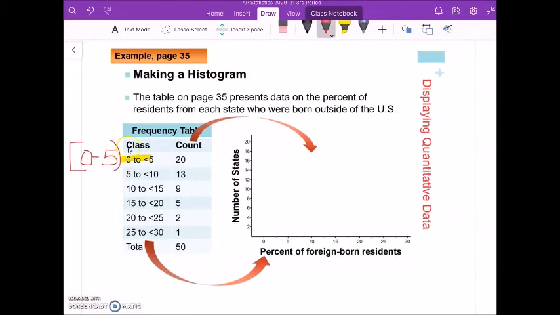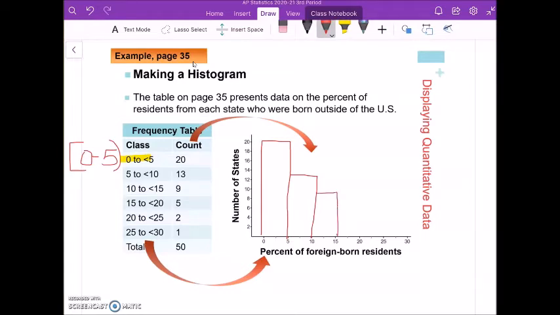You need to go look at the book page on 35 to get the actual data set, and you'll see where these numbers come from with the count. So when I'm creating my histogram, I want to have from 0 to 5, and the count is 20. So I'm going to draw my histogram just like that for the first one, and then from 5 to 10 goes up to 13, which is right about there. And then 10 to 15 is 9.